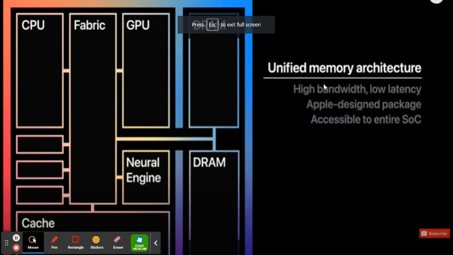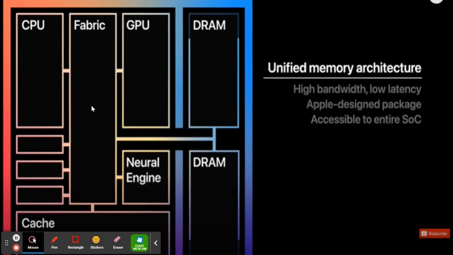So yes, this is about how the M1 chip works. There are a total of 5 parts of this: the CPU, fabric, GPU, DRAM, neural engine, and cache.